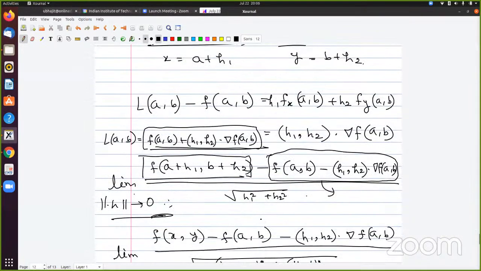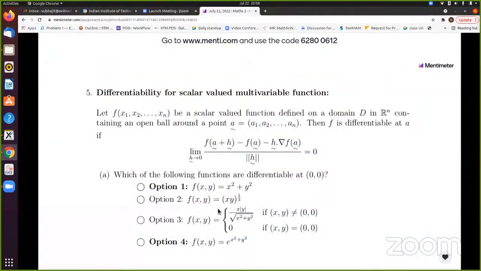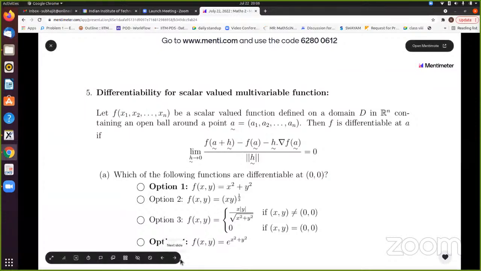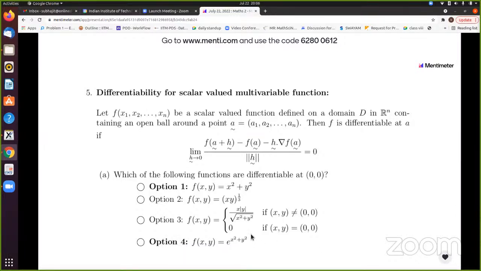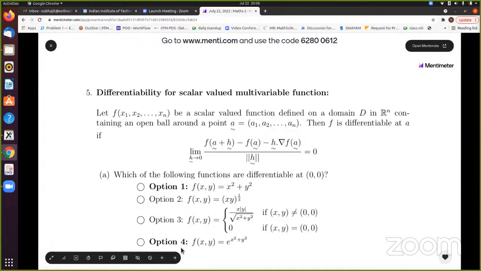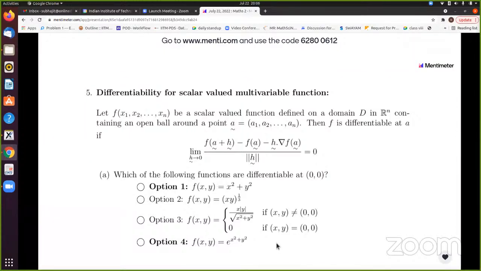So this is what we need to discuss, and some problems are there. You can check whether these functions are differentiable or not at (0,0) using this definition. Suppose, which one should we do? Sir, anyone can be solved. Suppose we take the last one, e power x square plus y square. Whether it is differentiable at (0,0). Let's see how to do it.